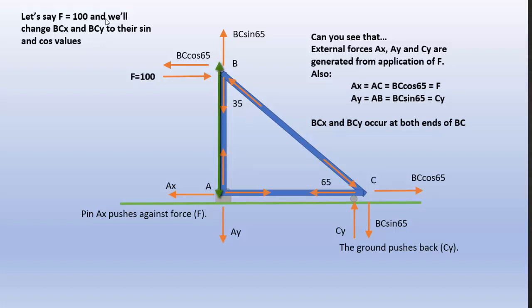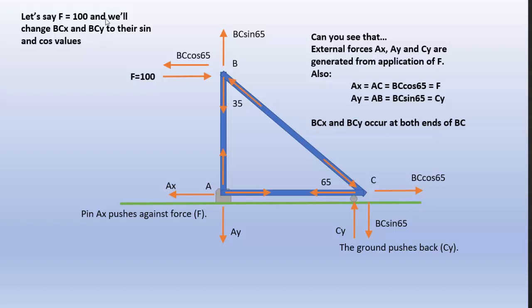Likewise, the vertical part would be BC sine theta. So that's why I see BCY as BC sine theta. And I use the same numbers over at C. And so again, all of our things still apply. Okay, so AX equals AC, which now equals BC cosine 65. AY equals AB, which is BC sine 65.